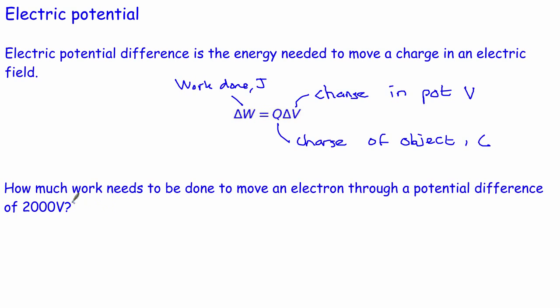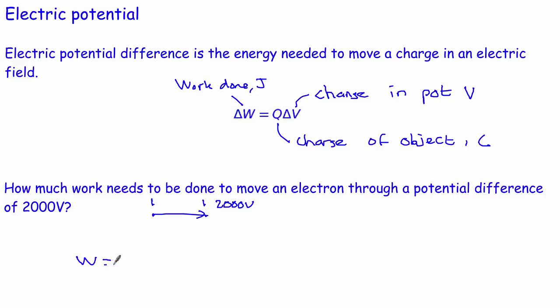So for example, we want to have a look at how much work is done to move an electron through a potential difference of 2000 volts. So it's starting over here, you've got an electron here, you want to move it to here, but in doing so, the potential difference between there and there is 2000 volts. Okay, so we simply use this equation.